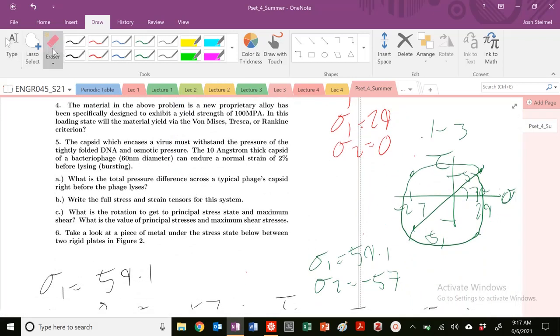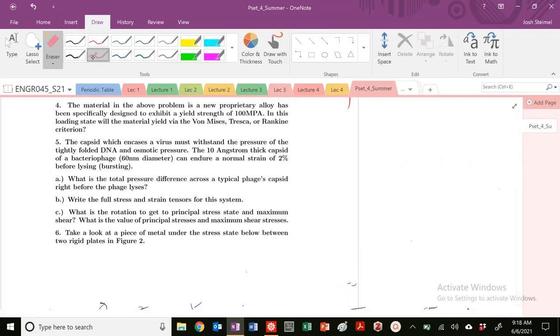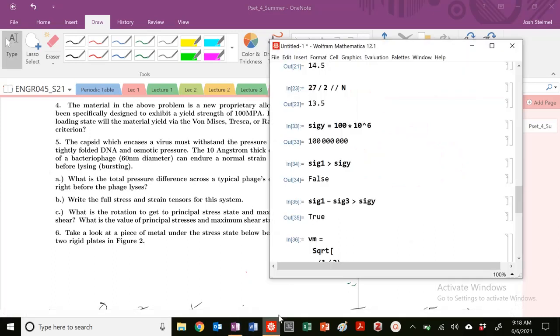Now let's look at the next problem. A capsid, which in the case of a virus must withstand the pressure of tightly folded DNA and osmotic pressure. A capsid is basically like a virus wall, drawn here spherically, not like the COVID-19 viruses. I'm going to draw my coordinate system 1 and 2. It is 10 angstroms thick.